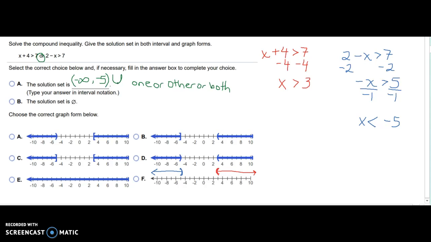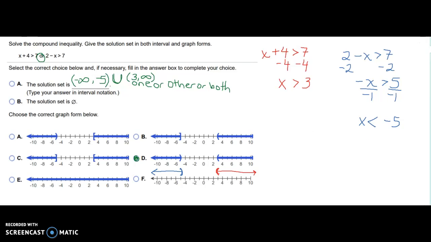Union, that letter U, and another parentheses from positive 3 to infinity. So it's both parts of the inequality. And the only graph that has that is graph D. Negative 5 back, positive 3 forward.